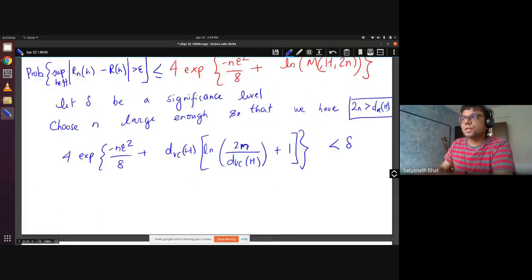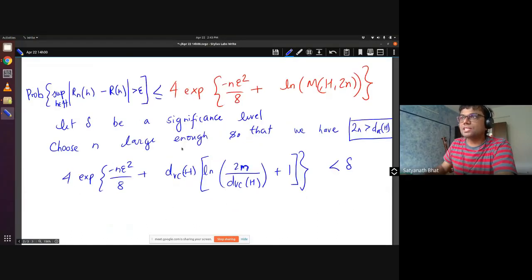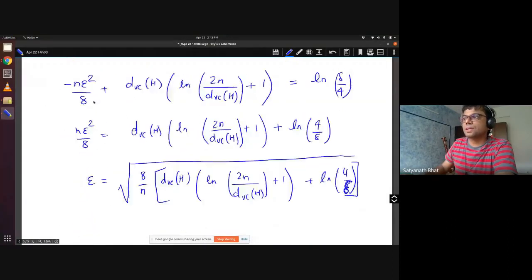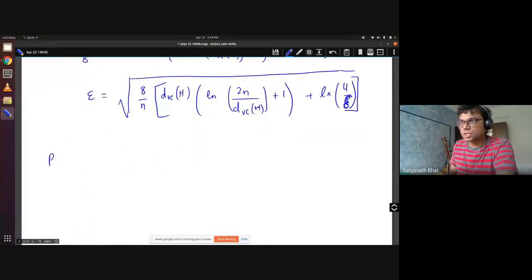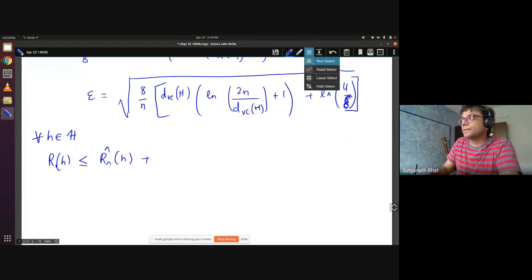What that is saying is, for anything in my bag, I will not be making an error more than this epsilon. So that directly gives me the result, which is R of h, the true risk, for anything in the bag, for all h. For every h in my bag, I am guaranteed that R of h is less than Rn hat of h plus this term. Let me copy it.